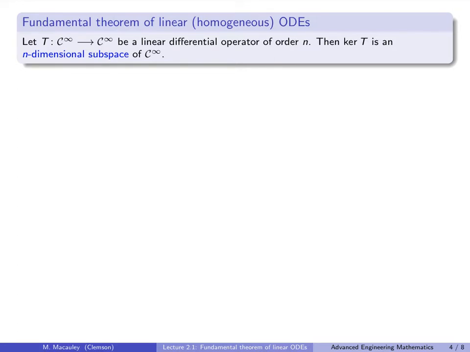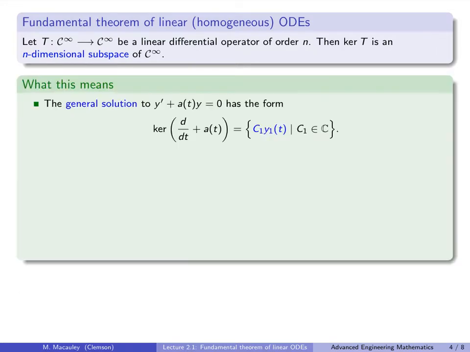Let's let T be a linear differential operator of order n. That means the highest derivative that appears is the nth derivative. And once again, we can just assume that it's an operator on the set of smooth functions. I don't really care if they're real valued or complex valued. Regardless, the kernel of T is an n-dimensional subspace. Now, here's what this all means. Well, first of all, let's just assume that our functions are complex valued. So I'm just omitting the C that goes right here.